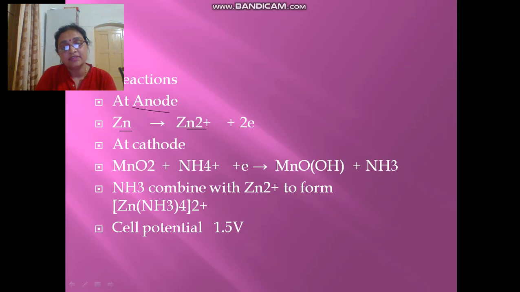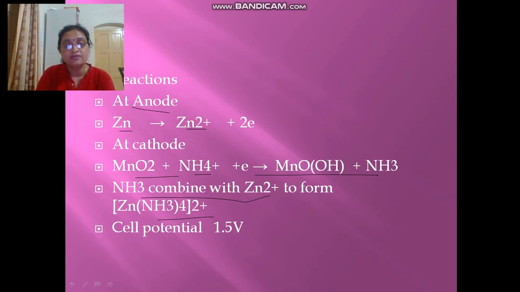Now, the reactions taking place. At the anode, the zinc releases its electrons and converts into the Zn2+ ion. And at the cathode, MnO2 reacts with the NH4+ generated from NH4Cl, and forms a complex compound and releases NH3. This NH3 combines with ZnCl2 to form the coordinate complex ion, that means [Zn(NH3)2]2+.